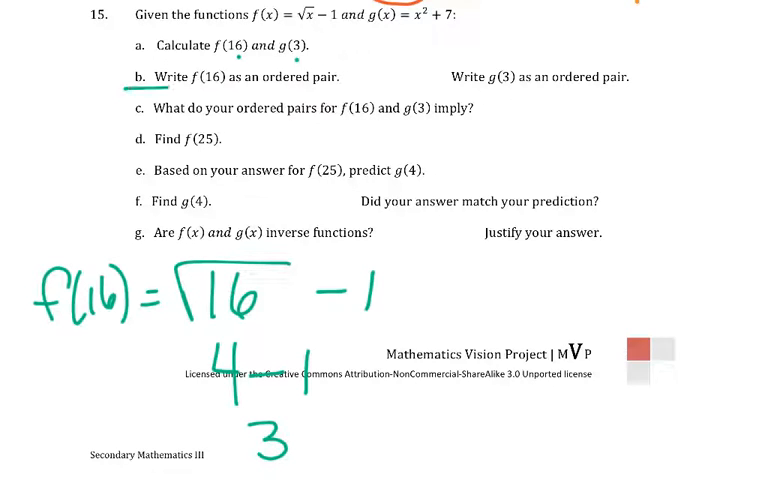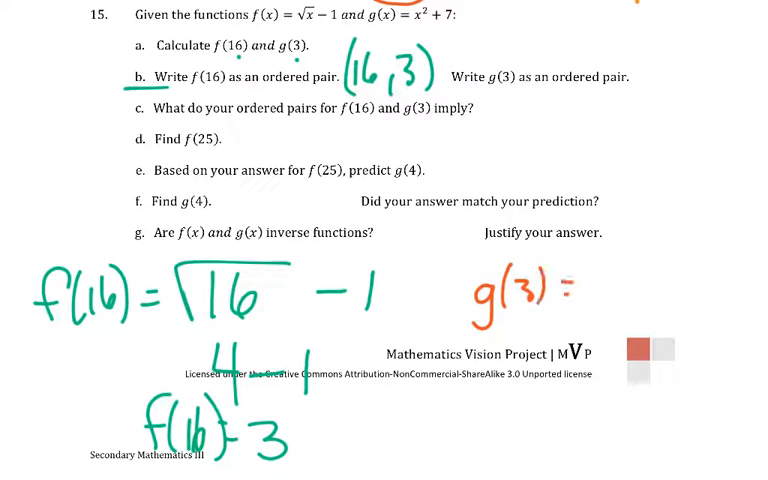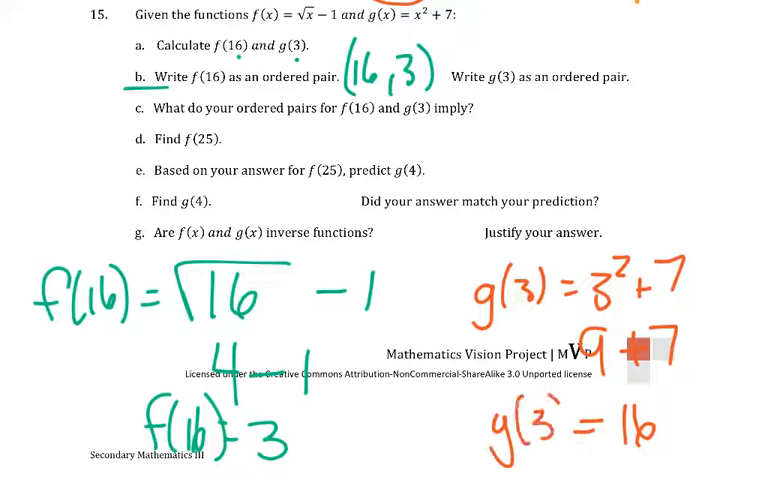B says write it as an ordered pair. So f of 16 equals 3, which is an ordered pair. 16 would be the input, 3 would be the output. Okay. Then for g, we have g of 3, right? g of 3 equals 3 squared plus 7. 3 squared is 9. 9 plus 7 would give us 16. So g of 3 equals 16. So that would be 3 for the input, 16 for the output.